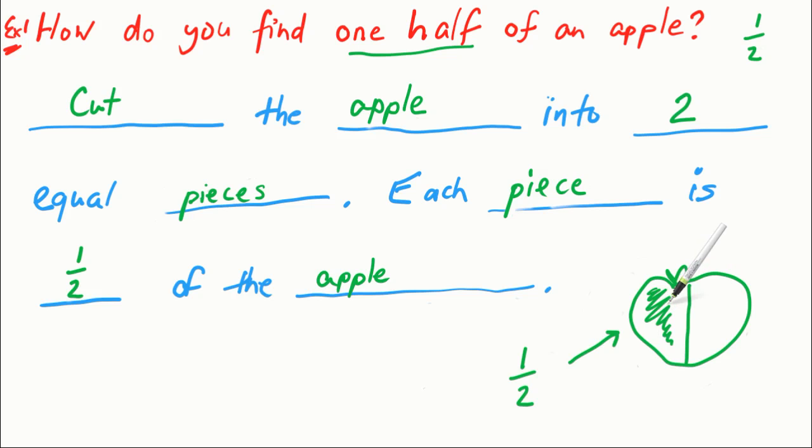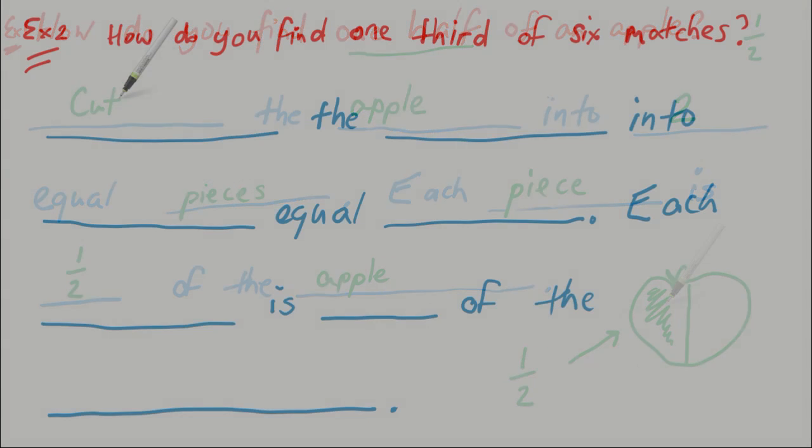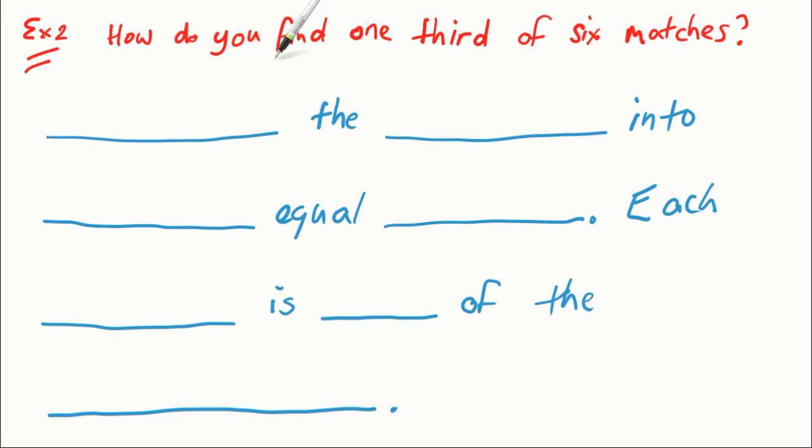Let's have a look at the second one I want you to do. Now, this time, how do you find 1/3 of 6 matches? So this time you've got 6 individual things and you have to split them into thirds. And what that means is to split them into 3 equal parts, because if you remember the fraction for 1/3, as always, it's the bottom number that tells you how many equal parts or pieces or groups, in this case, to divide the things into.